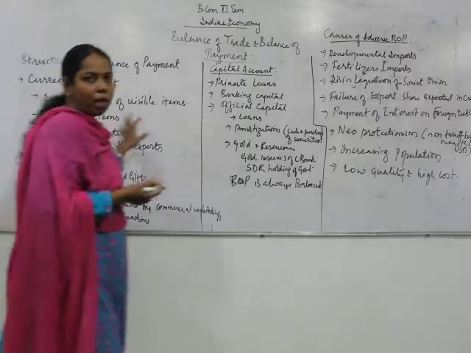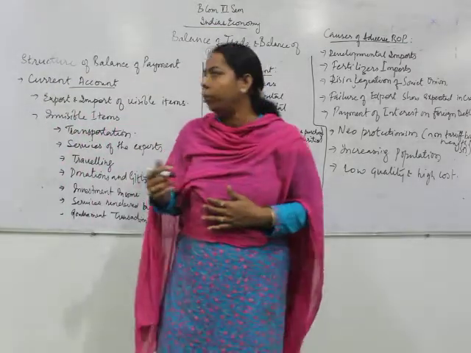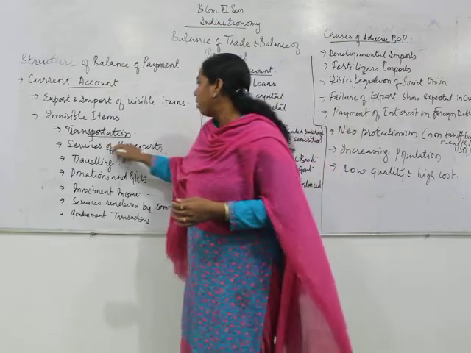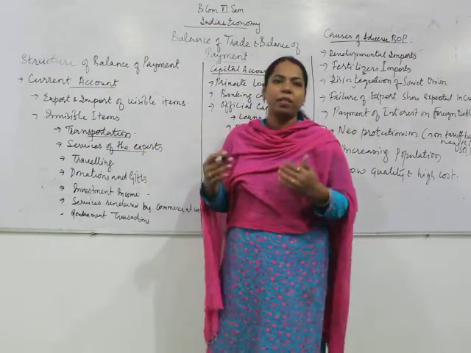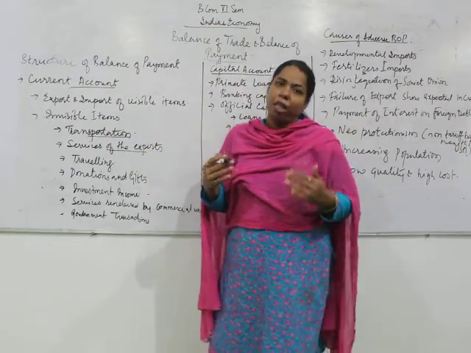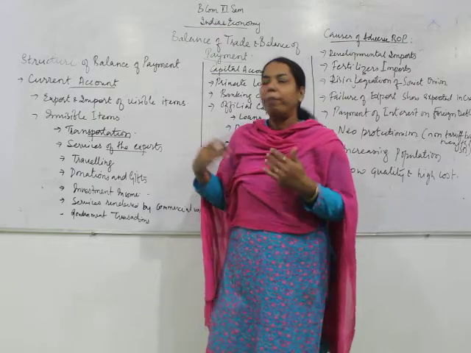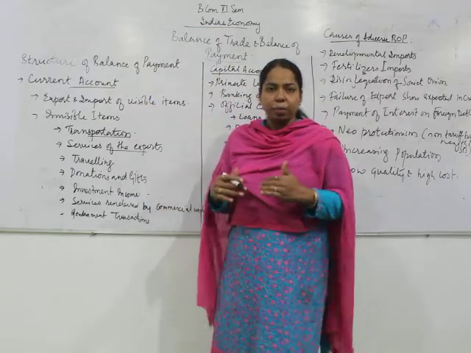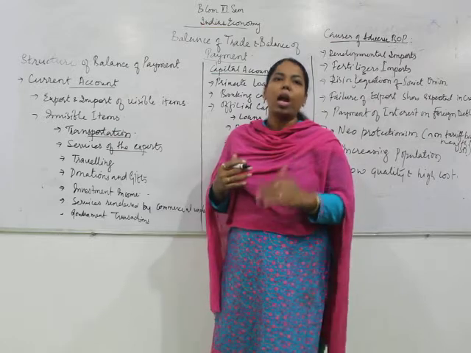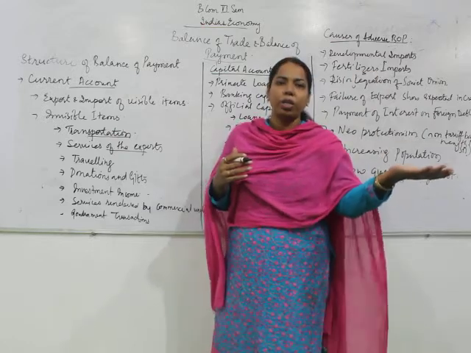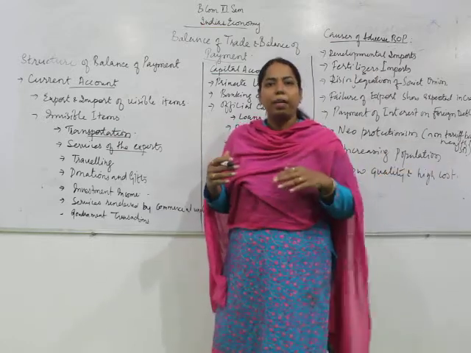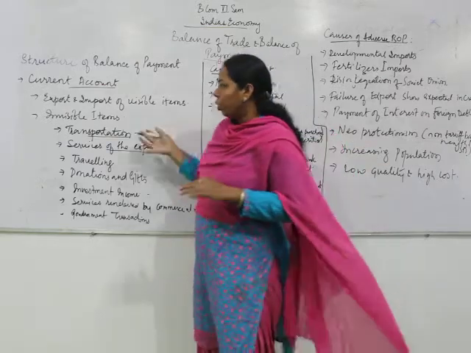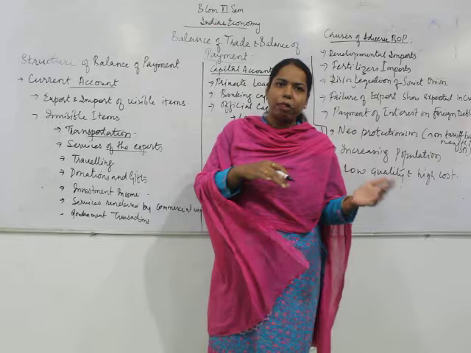Invisible items: what are the different heads which are included in the invisible items? First one is transportation, then the services of experts. If we are hiring the services of experts of some other country, then we have to make the payments, so it will be part of the current account. And if the experts of our country are providing services to some other nation, they are getting certain financial benefit, so that will also be part of the current account. Both the aspects, that is the receipts as well as the payments.